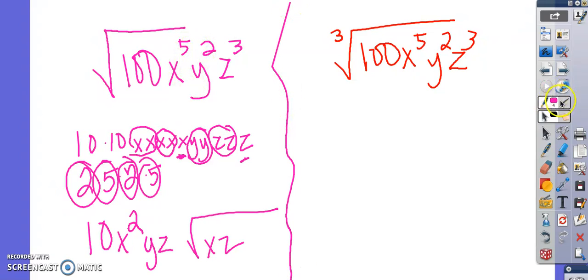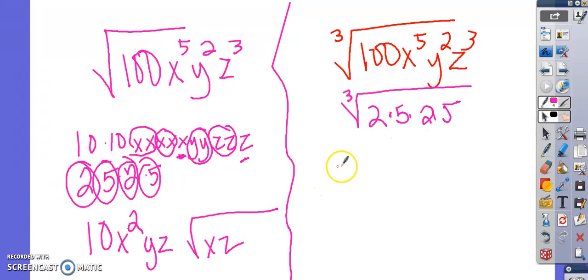Now when you're looking at the cube root, it's going to be the same concept. But now you're looking for 3's. So you're going to have 2 times 5 times 2 times 5, and that's to get to the 100. Are any of those groups of 3's? No. So you are going to keep the 100 underneath the radical sign because there's not any group of 3.